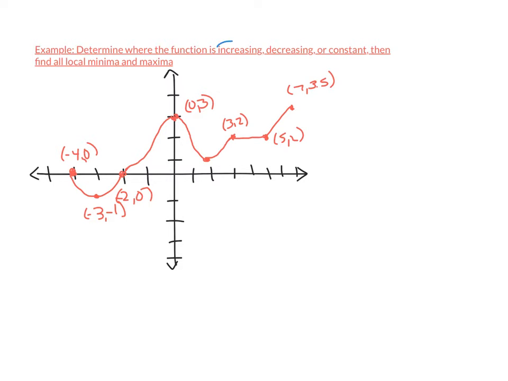And when we're increasing and decreasing, what we're going to do is look from left to right. And so we are going to determine the x values where it's increasing and decreasing. If you have no idea what I'm talking about, we'll talk about it. So let's start with increasing.